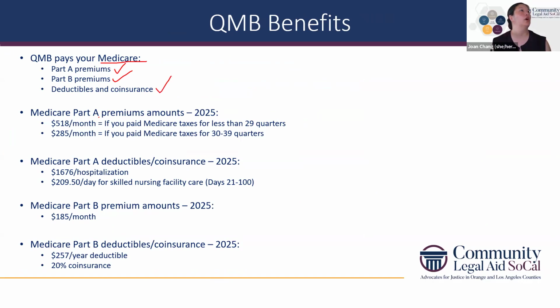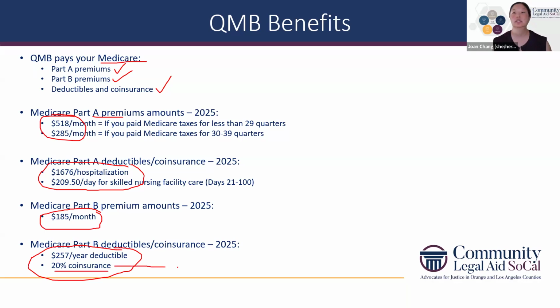So for Part A premiums, this amount that they pay for your Part A deductibles, these amounts. For your Part B premiums, it's currently $185 per month. And then your deductibles for Part B is this much. 20% coinsurance is a lot of money.